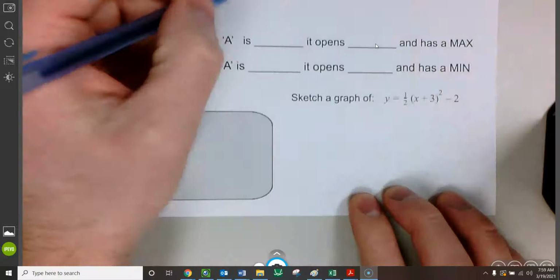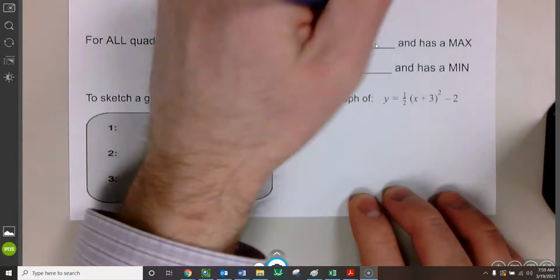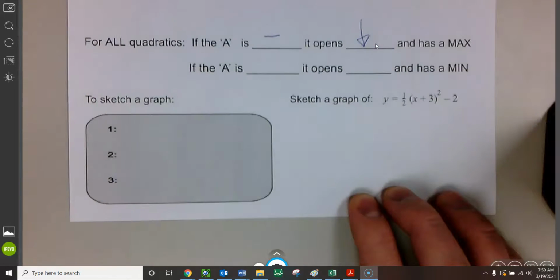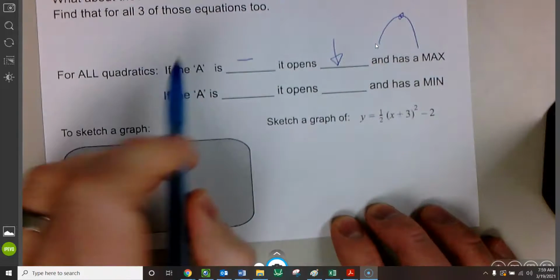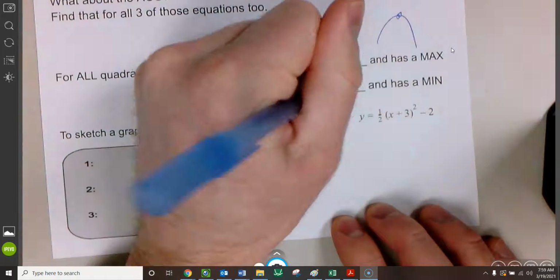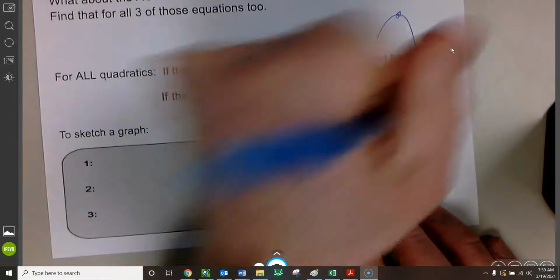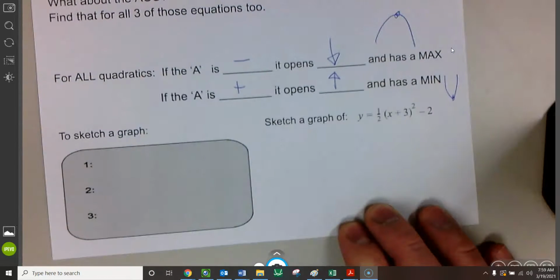Okay? For all, if a is negative, that means our parabola opens down. And if it opens down, it has a maximum. It has a top to it. Okay? Then the opposite of that. If a is positive, then our parabola opens up and has a minimum value. Parabolas that open up have bottoms to them, a bottom, not a top.